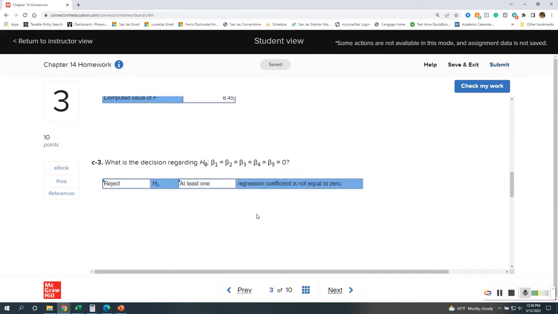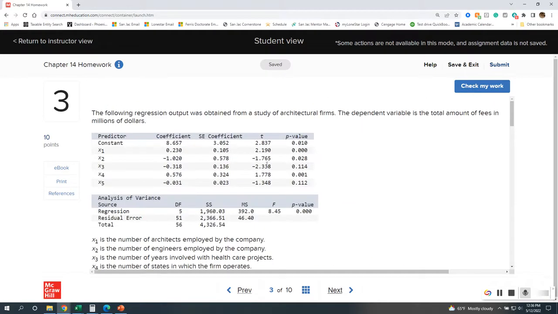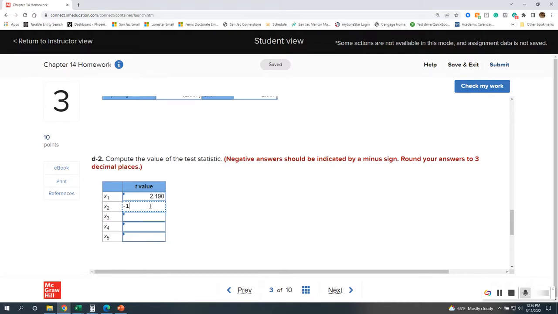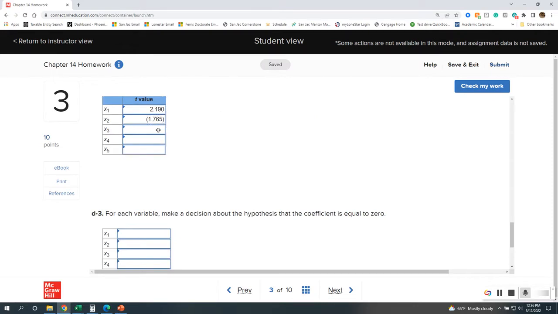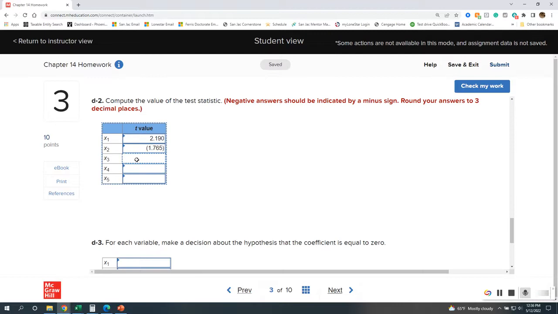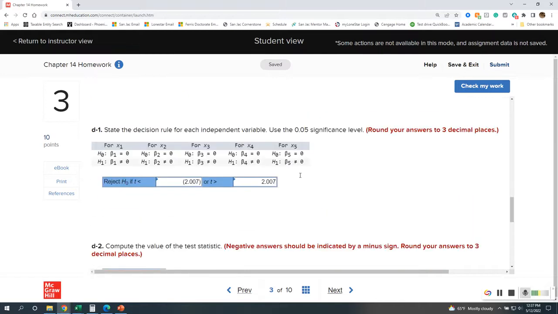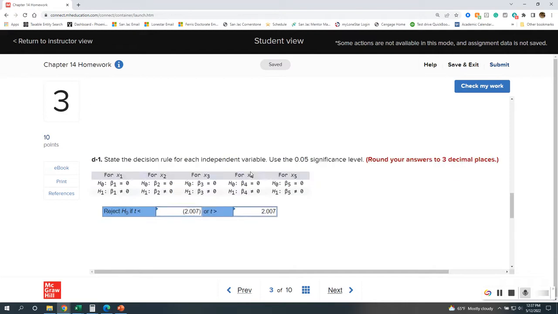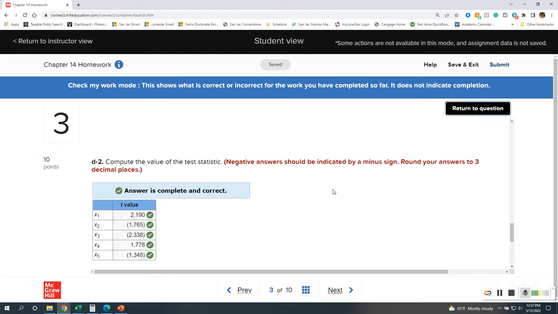So let's see. We got 2.190. X2 is negative 1.765. Highlight, Control C, see if we can just copy. Nope, will not let me. So that is negative 2.338. Okay, next is 1.778. Next is negative 1.348. Alright, again, check to make sure you transferred all the numbers correctly.